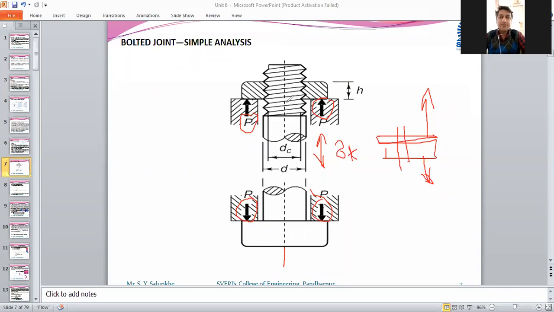And even in the threaded part of this bolt. Then DC is the core diameter or inner diameter, and D is the outer diameter that we are going to mention here. H is the height of that bolt, nut. So by means of this, we are going to do the analysis and find out the stresses which are induced in this bolt.